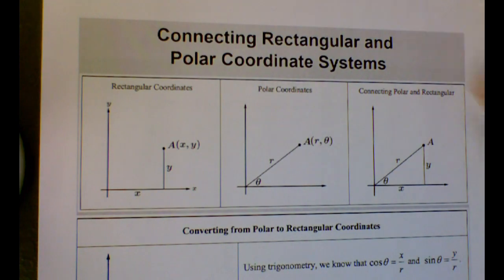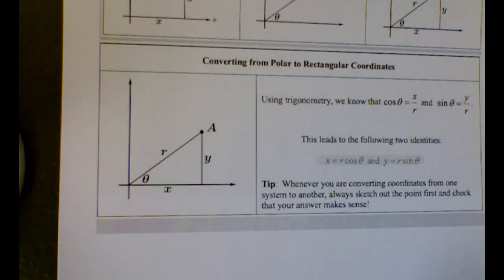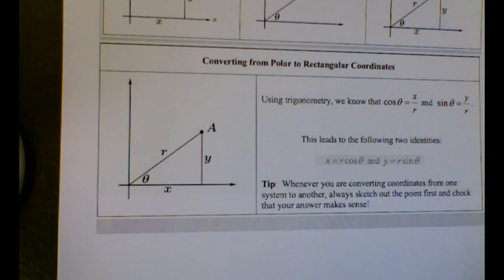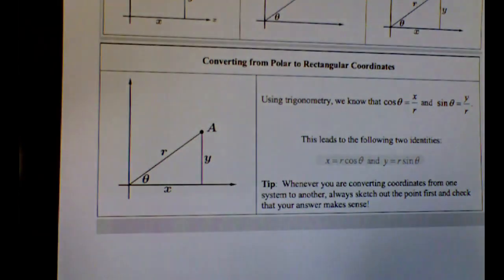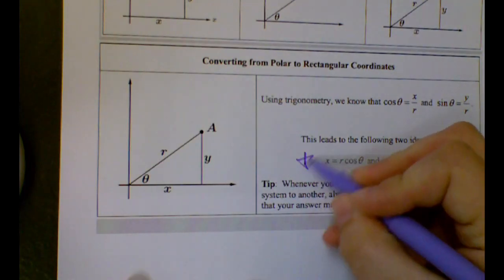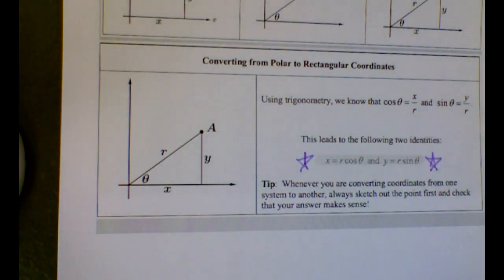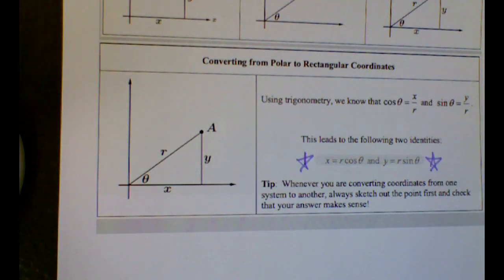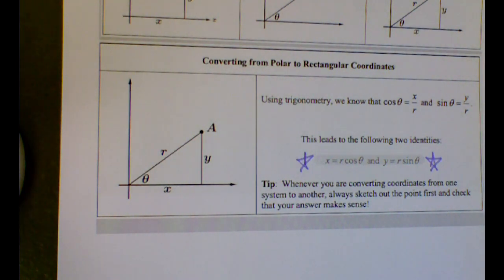They're the same point. So to convert from polar to rectangular coordinates, we know that cosine of theta is adjacent over hypotenuse. In this triangle, it's x over r. And sine is opposite over hypotenuse, which is y over r. That leads to two identities, and these are important. x is equal to r times the cosine of theta, because if I solve this equation for x, I multiply the r over, I have r times cosine of theta. And y equals r times the sine of theta for the same reason.